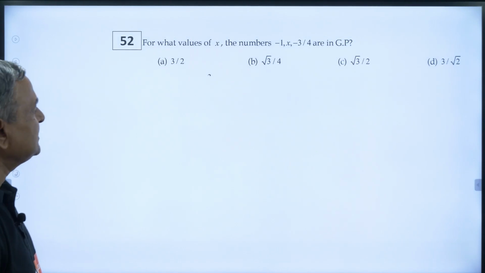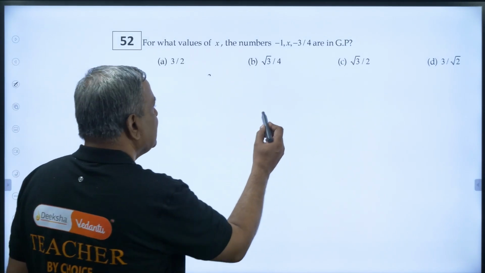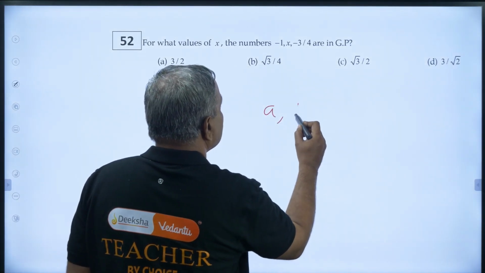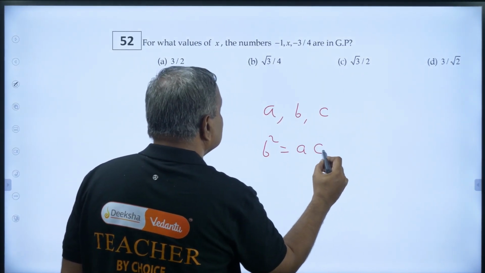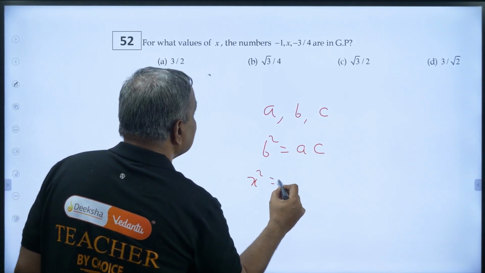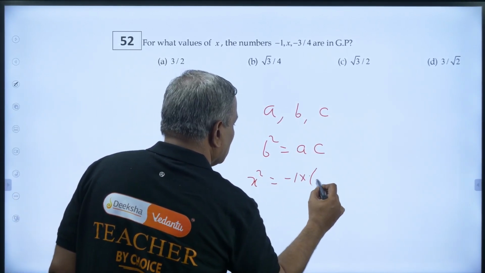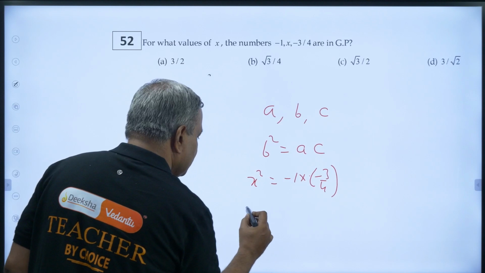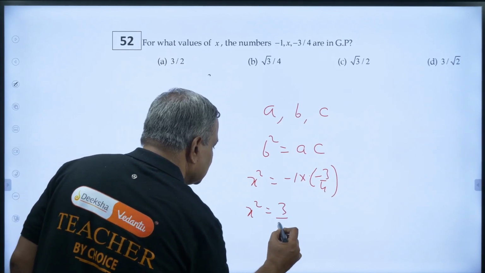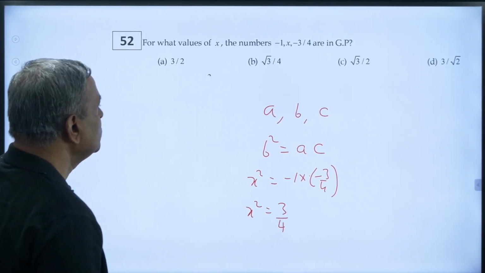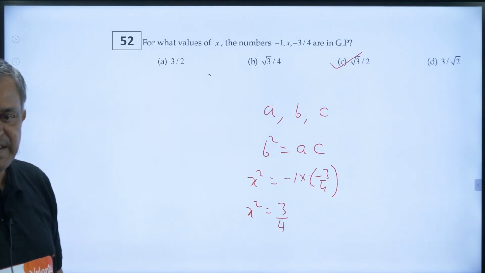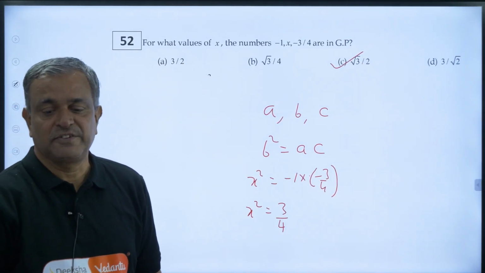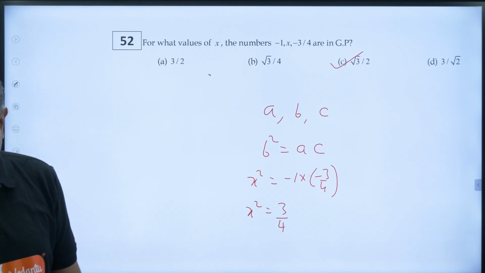What's the value of X? The numbers minus 1, X, minus 3 by 4 are in GP. When 3 terms A, B, C are in GP, what we know is B square is equal to AC. So we get X square is equal to minus 1 into minus 3 by 4, so X square is equal to 3 by 4, X equals root 3 by 2. Option C. If A, B, C are in GP, then B square is equal to AC. That's the condition for GP.